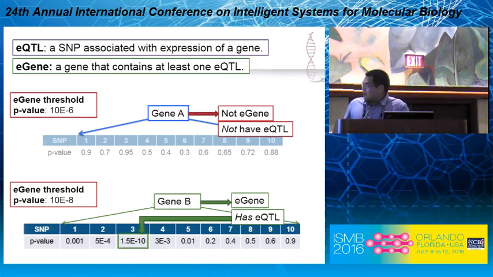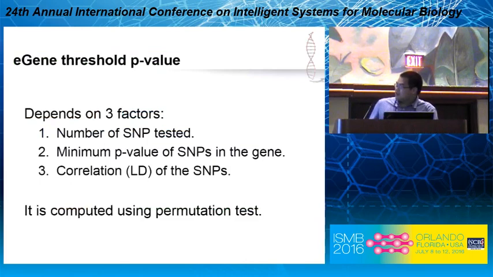So what is this eGene threshold p-value? I will explain now. This number depends on three factors. Obviously, it depends on how many SNPs you are testing. It depends on the minimum p-value of the SNPs in the gene. It also depends on the LD of the SNPs. And this number is computed by using the permutation test.